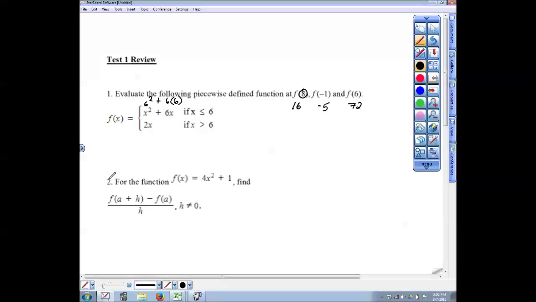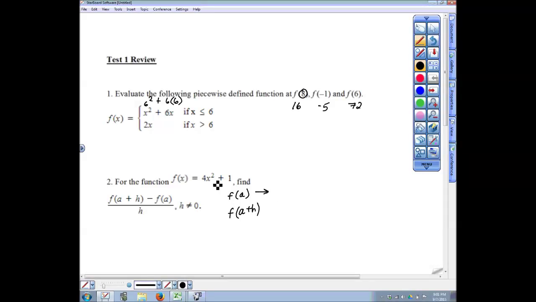And this second question is also from section 2.1. This is what was called the difference quotient in your textbook. And the way I outlined it during the lecture was to think about this problem being broken down into 3 pieces really. First, find f of a, then find f of a plus h. Once you've found those two, then you can go about putting it all together with this difference quotient.